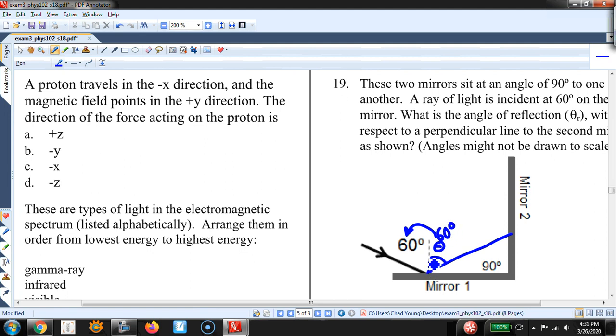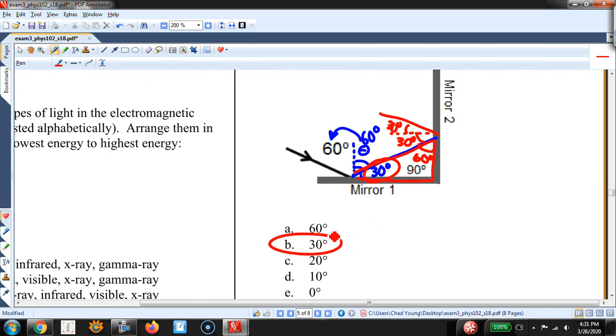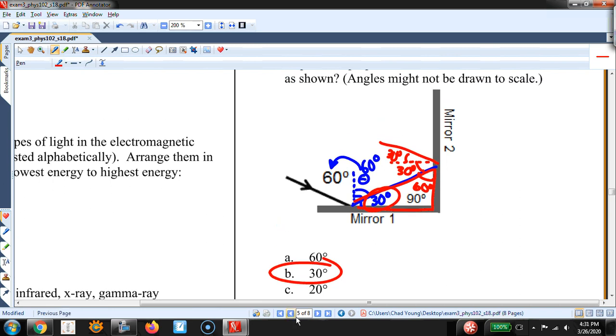And also, this angle right here is a 90-degree angle. So if the reflected angle is 60 degrees, then that means that this angle is 30 degrees. Now, I have a right triangle right here. And since this is 30 degrees, this is 60 degrees. And if that's 60 degrees, then this must be 30 degrees, and that means that the reflected angle is 30 degrees. So on this problem, which is an application of the law of reflection, the reflected angle off the second mirror is going to be 30 degrees.